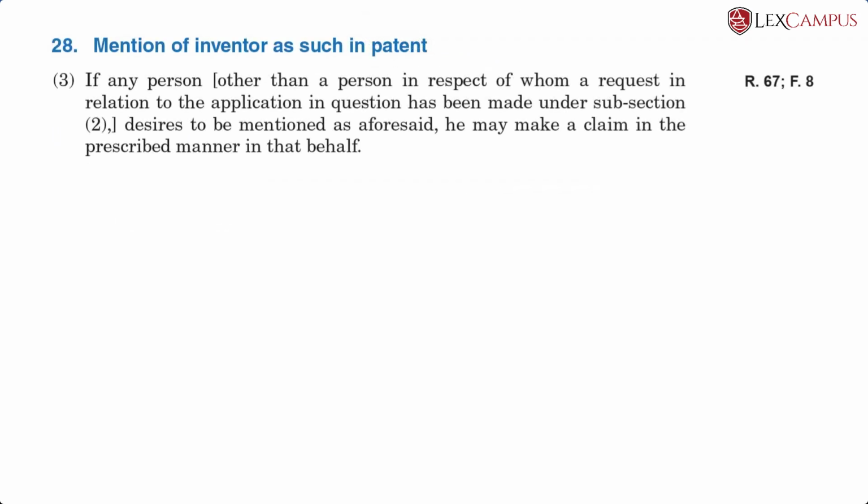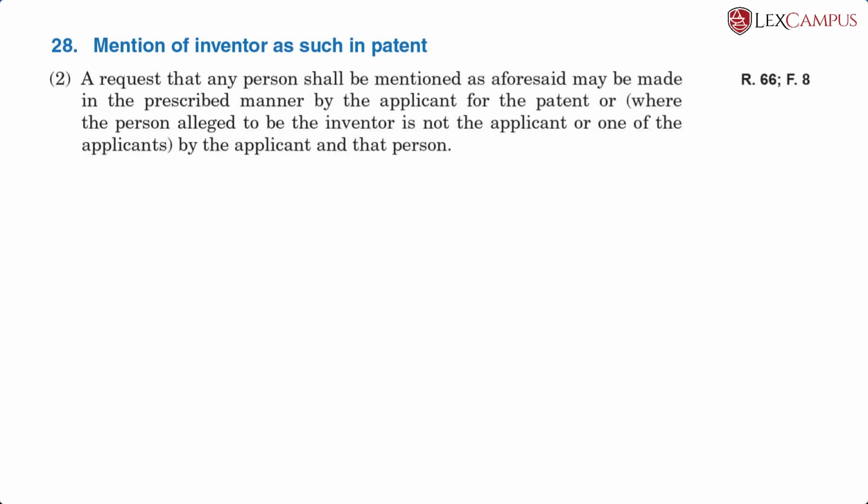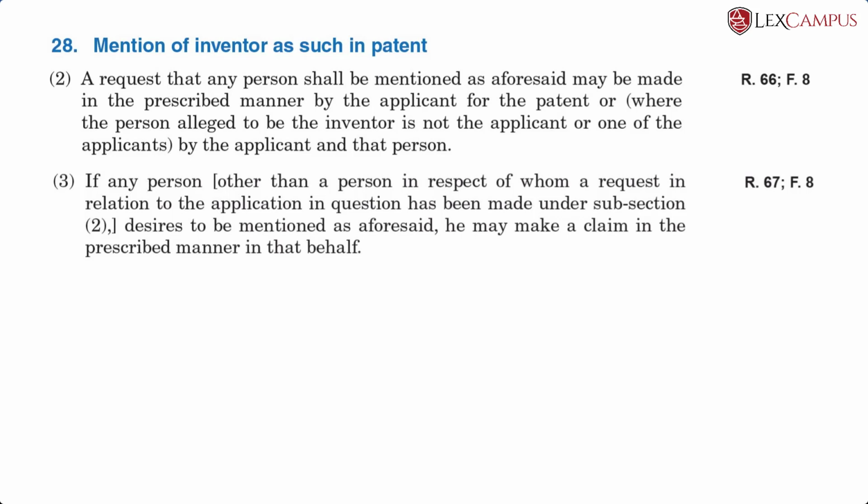So, you need to understand that in Section 28 there are different proceedings. 28(2) is where the applicant alone or the applicant jointly with the inventor can apply. In 28(3), any other person who is neither the applicant nor the inventor, the aggrieved inventor, can apply. So, in both cases you use Form 8.